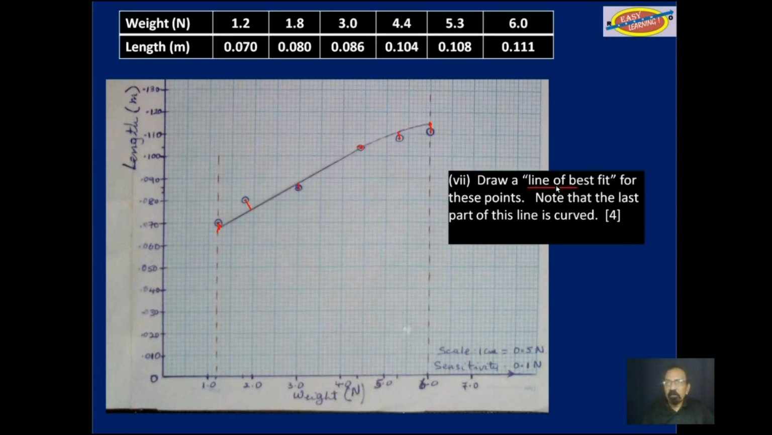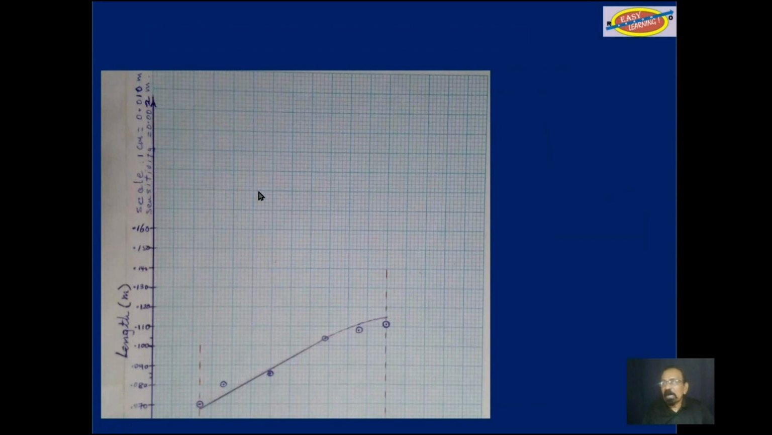So we draw the line of best fit. As I said, it's a little hard to draw, takes a little practice. And then we go back now and put in the actual values, put in the point in front of the 1.6, and we scale it out. Our scale is 0.010 meter per centimeter, and the sensitivity is 0.002. Now we have to bear that in mind as we plot the points.